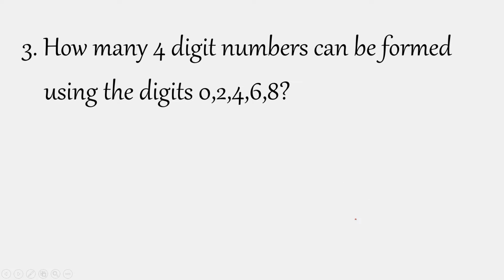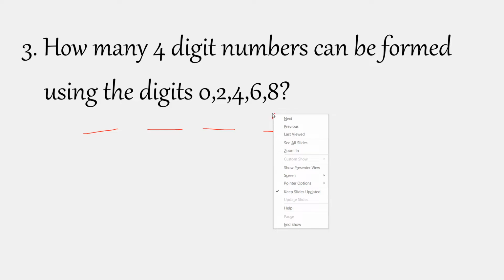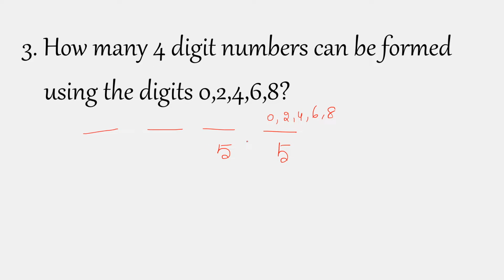Next, how many 4-digit numbers can be formed using the digits 0, 2, 4, 6, 8? Again it is almost a similar question. Considering the first digit, I have the freedom of writing 0, 2, 4, 6, 8. How many digits? 5, because nothing is mentioned about repetition not being allowed, so repetition is allowed.